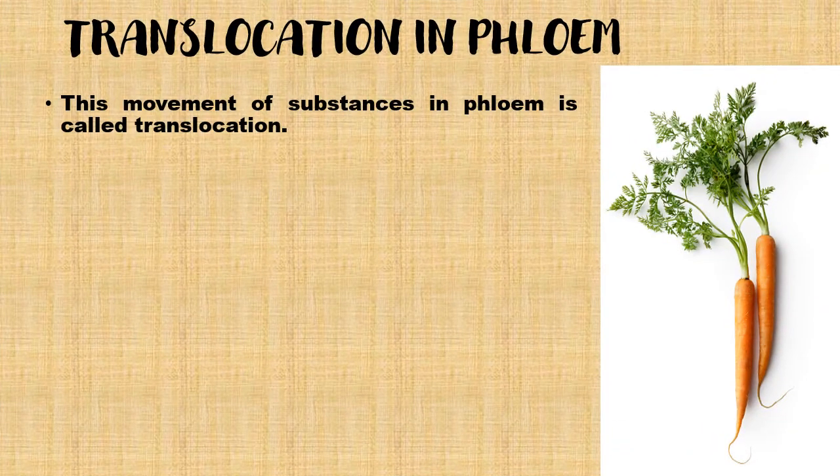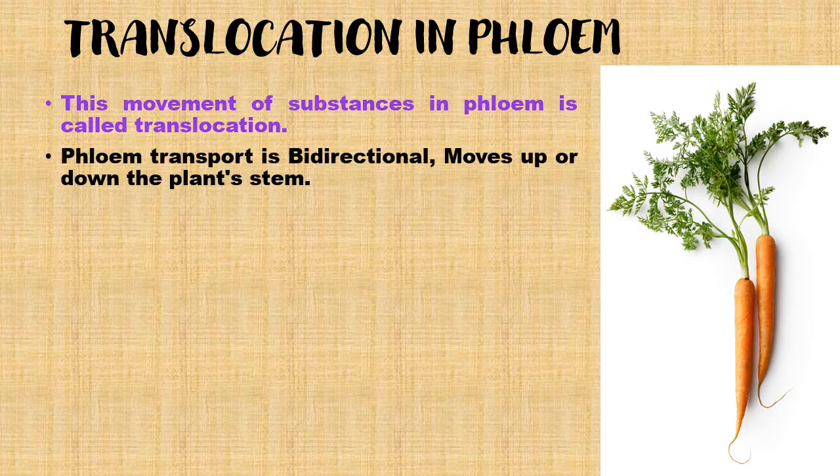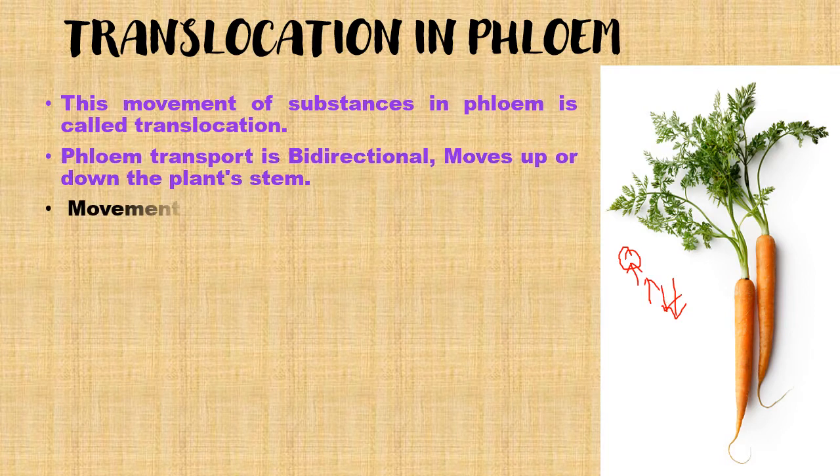The movement of substances in phloem is called translocation. Translocation is always bidirectional. That means it can move up also, it can move down also, depending on the requirement. If growth is taking place up in the leaf, then it will be transported up. If growth is taking place down, then the movement will be down. But the movement is always from source to sink.